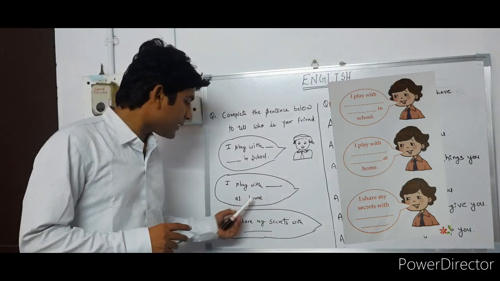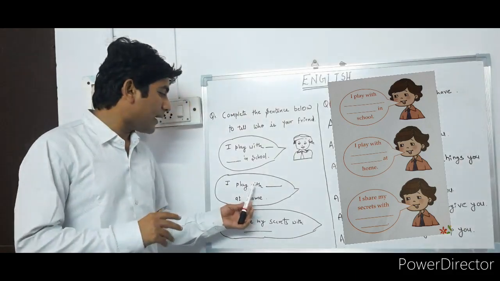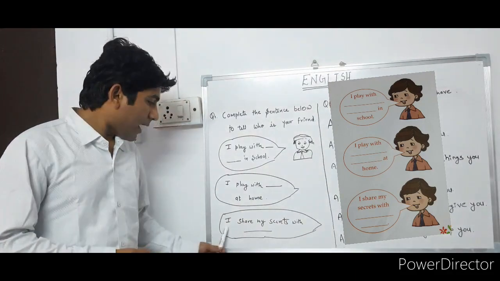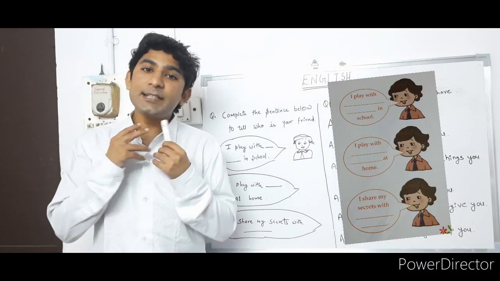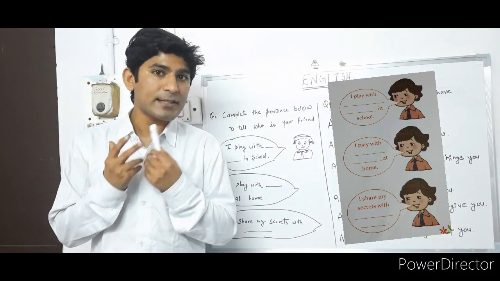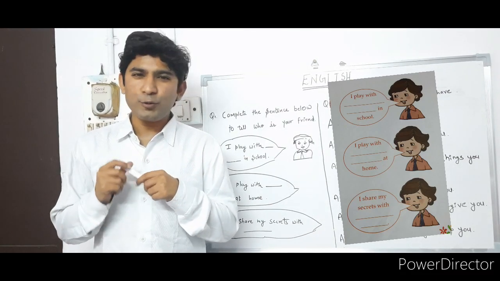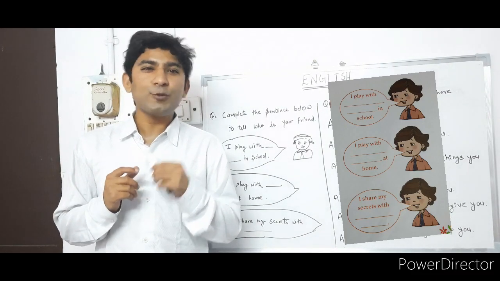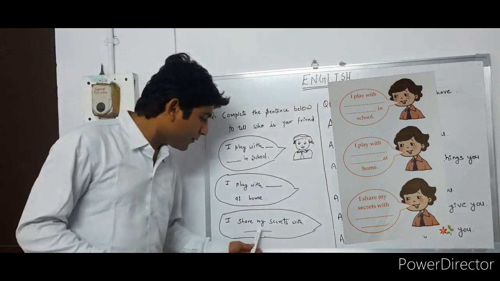I play with Dash at home. At home, हम घर में किस फ्रेंड के साथ में खेलते हैं, we'll have to write the name of that friend. I share my secret with Dash. मैं अपने secrets, I share my secrets with which friend? Like I had a secret, I had a chocolate, and I don't want to tell it to everybody. I just want to tell it to one of my good friends. So I'll just write the name of that friend.